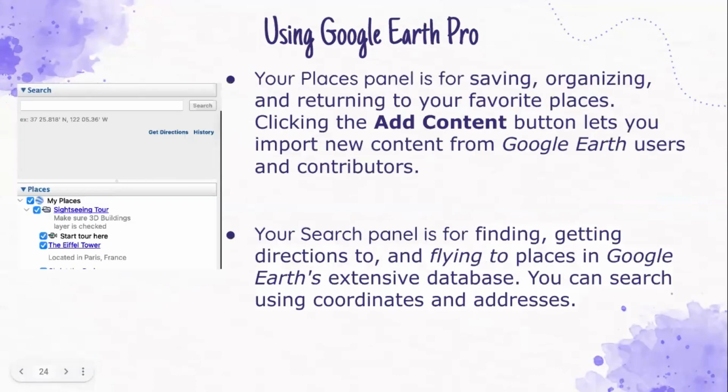Your Places panel is for saving, organizing, and returning to your favorite places. Clicking the Add Content button allows you to import new content from Google Earth users and contributors. Your search panel is for finding, getting directions to, and flying to places in Google Earth's extensive database. You can search using coordinates and addresses.